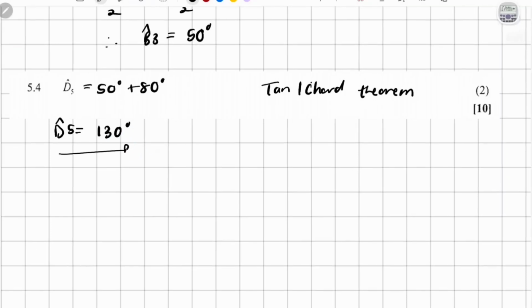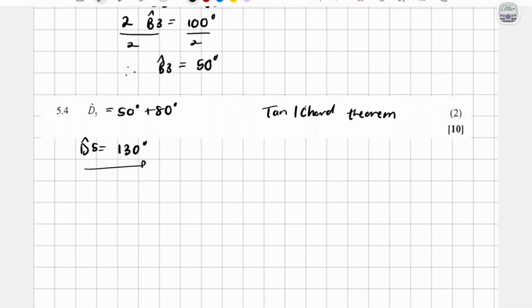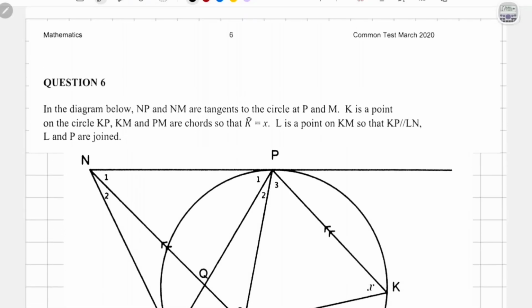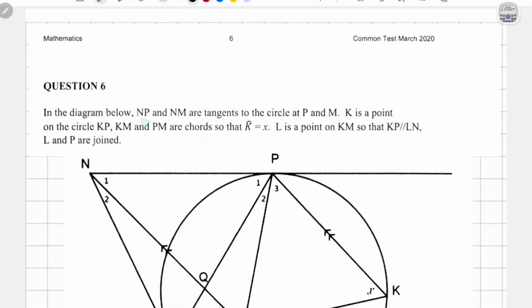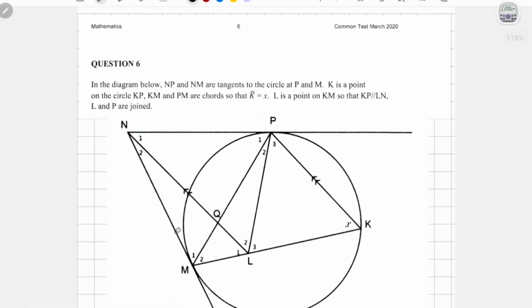Okay, so that is the end of that part, question 5. We still move on to more Euclid in question 6. Okay, so question 6, this is what we have. In the diagram below, NP and NM are tangents to the circle. So that is this and that. Then they tell us at P and M, right? K is a point on the circle.